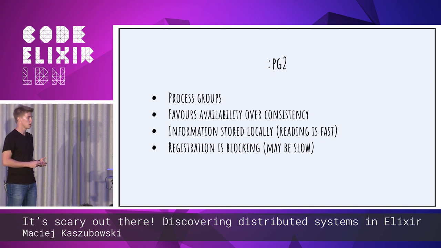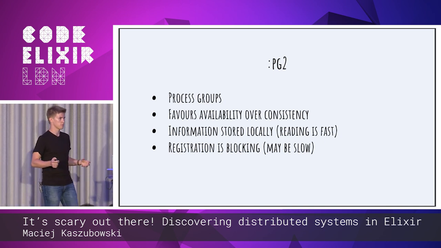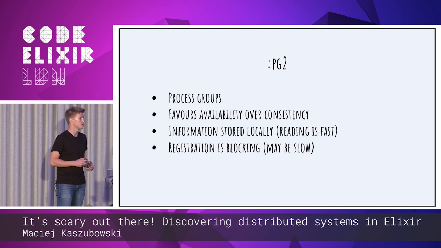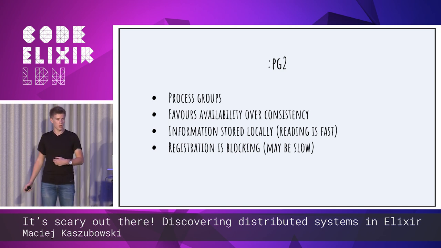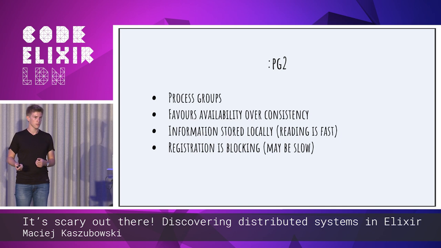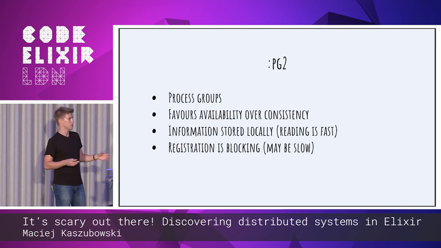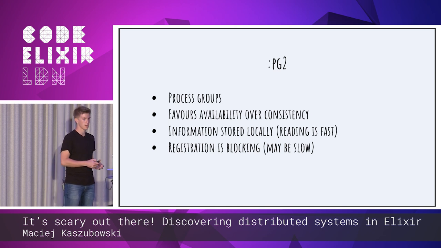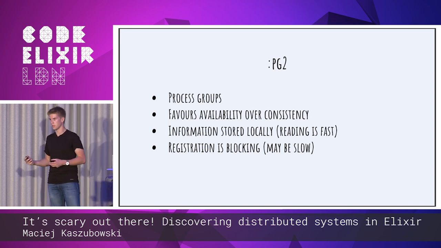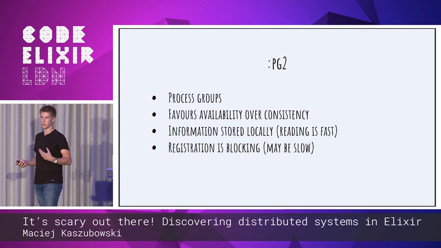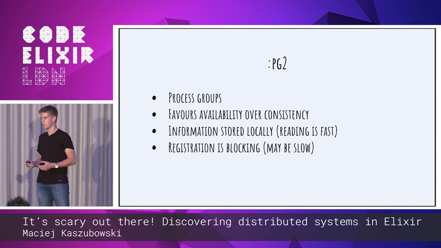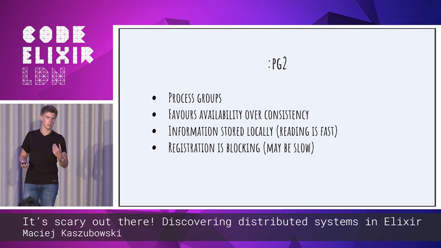So to sum up PG2, it handles process groups, so you can create a group of processes and do something with this group. It also favors availability. So when there's a network partition, you can add processes to a group. You can read this value, but you may read an inconsistent state. And as with global, registration is quite slow because it uses distributed transactions, and reading is fast because the values and the PIDs are stored locally in the ETS table.